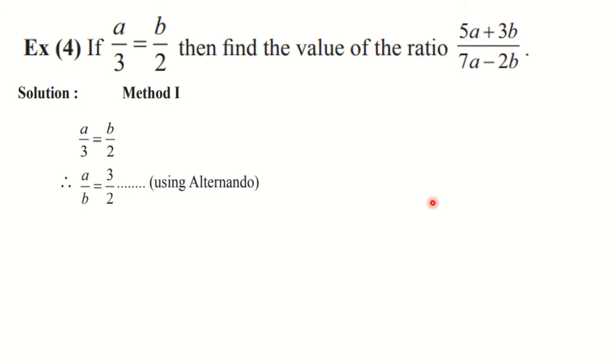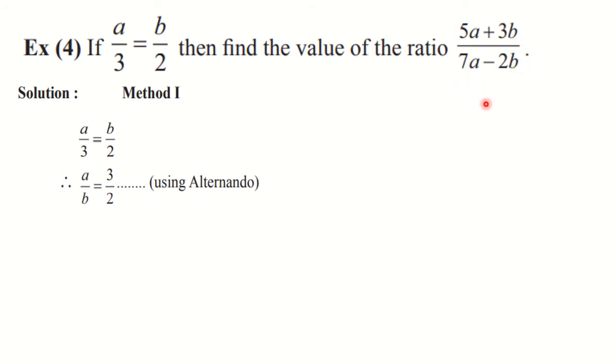Here also we are using two methods. So let us see the first method. We are starting with whatever is provided to us, that is a upon 3 is equal to b upon 2. Now we are doing alternando. Why? Because we want the value of a upon b. So by using alternando, that means exchanging these two terms, a upon b is equal to 3 upon 2.